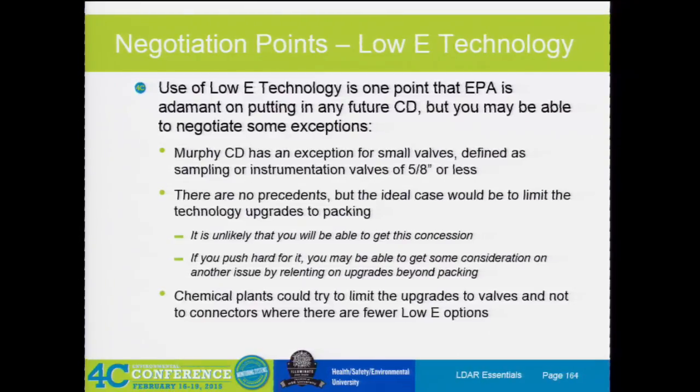There you go. Murphy CD has an exemption for small valves, defined as sampling or instrumentation valves of 5/8 inch or less. So they even got it larger than, I guess, the Hahn one. 4/8 is a half, so 5/8 is a little larger than that. I don't know how they pulled that off, but good for them. Most people don't even take the exemption. You know, there's 3 little valves on an instrument panel. Just go monitor them. It's not very hard.